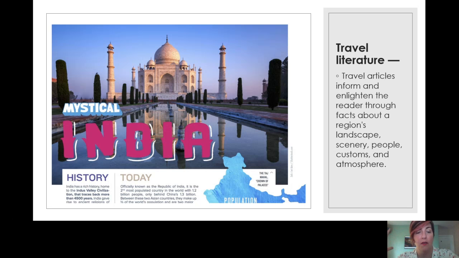You have one of the iconic locations in India. They go into the history of India as a country. They talk about how it runs today. They had a lot of different fun graphics. So travel literature tells you about specific places to visit. It may give you travel tips going to specific places or just in general.